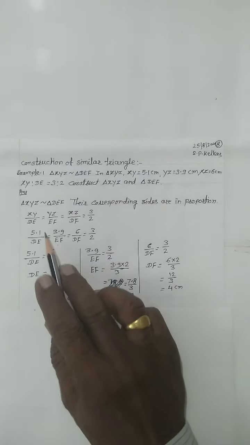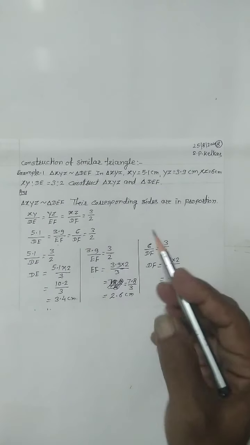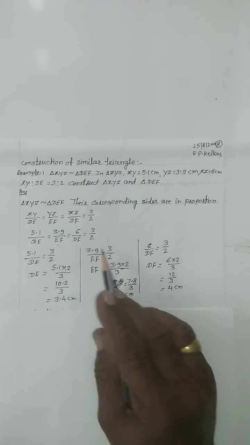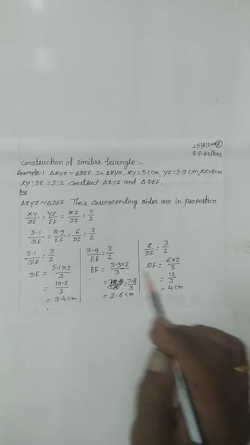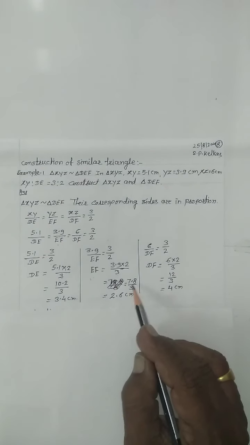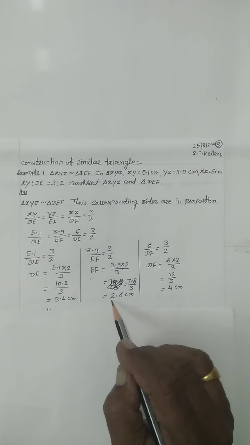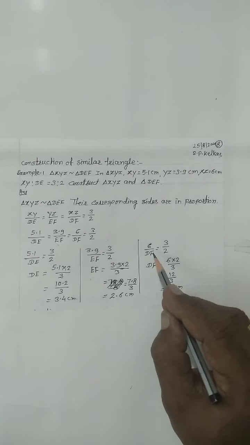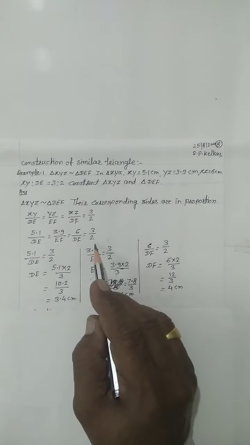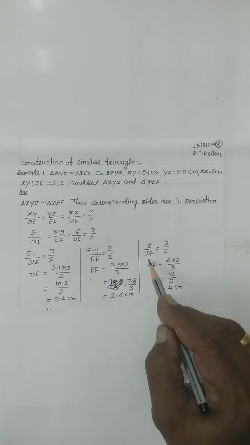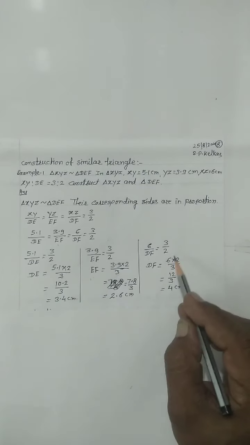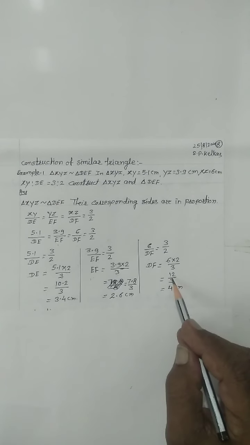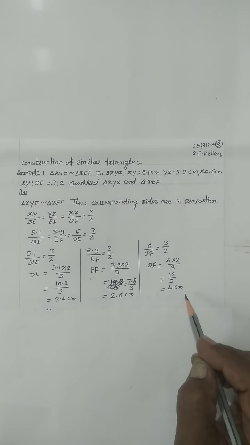Then we take second ratio and the last ratio, 3.9 divided by EF equal to 3 by 2. EF equal to 3.9 into 2 divided by 3, we get here 7.8 divided by 3. Then division of this, we get 2.6 centimeter. EF equal to 2.6 centimeter. Then take the third ratio and last ratio, 6 divided by DF equal to 3 by 2, and DF equal to 6 into 2 divided by 3, that is 12 divided by 3, we get 4 centimeter.